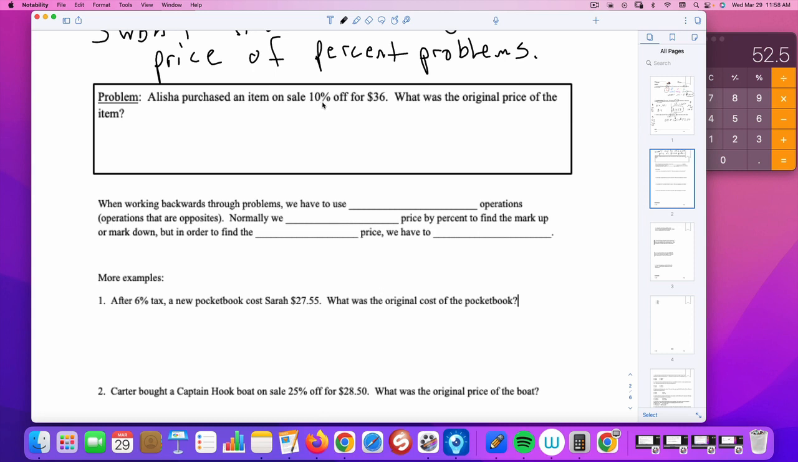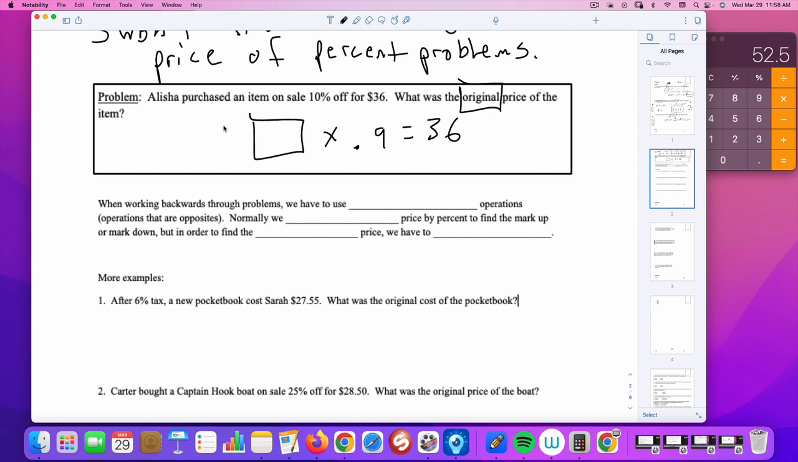Sale, 10% off. And when she went out the door, she paid 36 bucks. She was like, yay, that's a good deal. I paid $36 for a blank priced item. What was the original price? We are going backwards from here. So I'm not going to do the original times 0.9 equals 36.